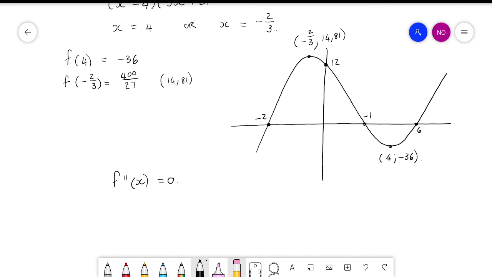Do you guys see that for all x values on this side of negative 2 over 3, my function is ascending? Do you see that? It is increasing. An ascending function. Then it has a turning point. Then it is a descending function, a falling function. Then it has a turning point and then it is ascending again.